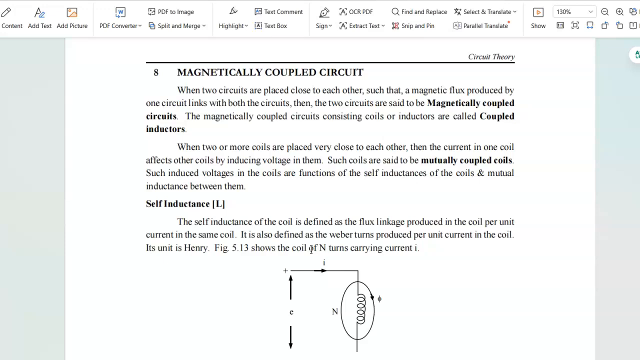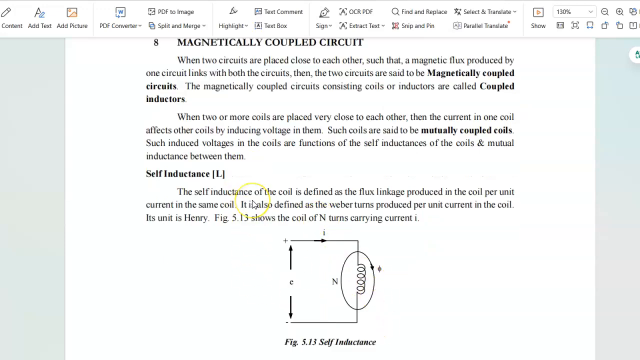When two circuits are placed close to each other, such that a magnetic flux produced by one circuit links with both the circuits, then the two circuits are said to be magnetically coupled circuits. The magnetically coupled circuits consisting of coils or inductors are called coupled inductors.